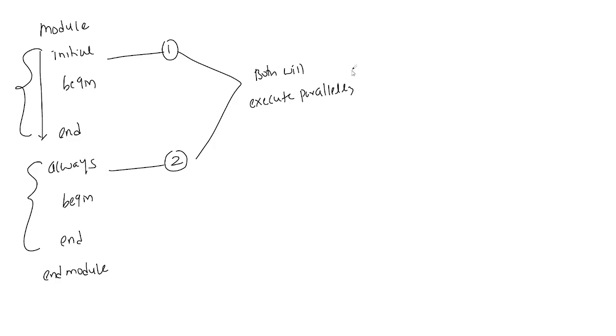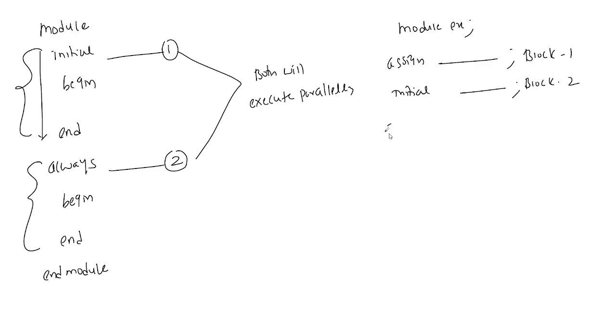Okay. Next, suppose module example. I am using a continuous assign statement. Let us take this as block one, and I am using initial. This is block two, and I am using always also. This is block three. Here also all three blocks will execute parallel.